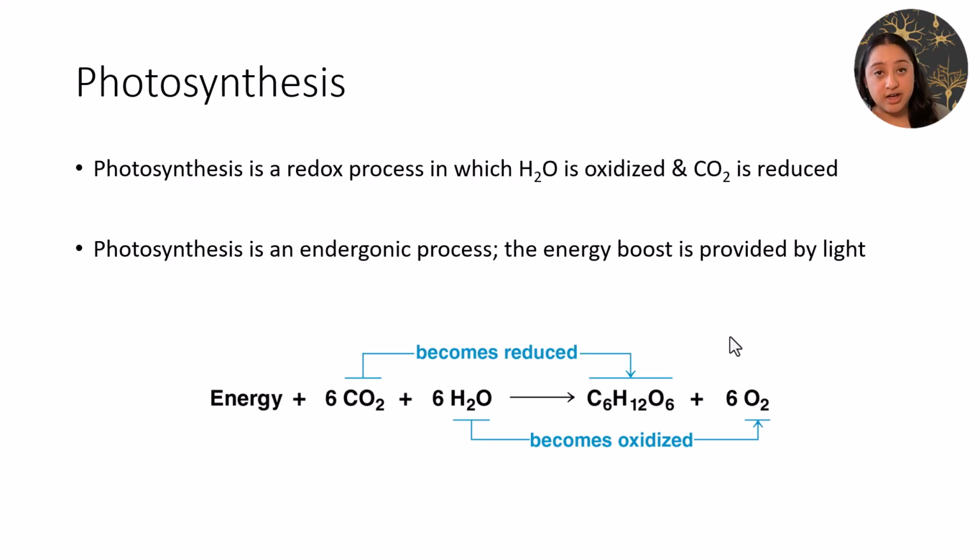And speaking of redox reactions, they come back to haunt us. So photosynthesis is a redox process. In this case, water is oxidized because it gets its electrons robbed, basically. And then carbon dioxide is reduced because it gains electrons. And so this whole process is actually an endergonic process. You have to put in energy to make this happen, and in this case, the energy boost is provided by light.